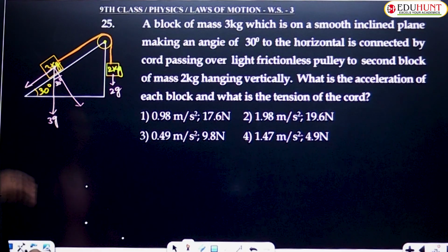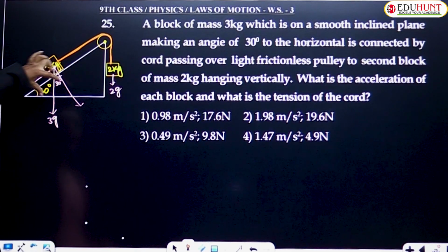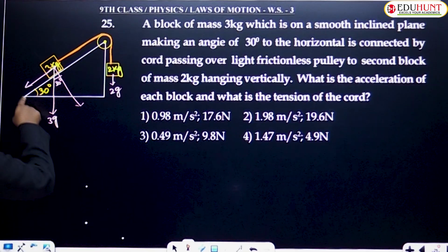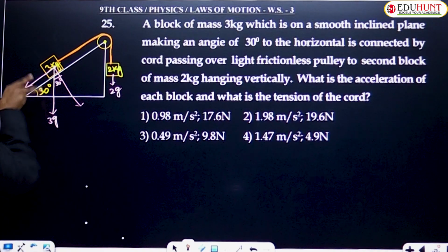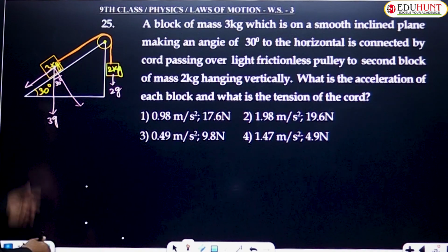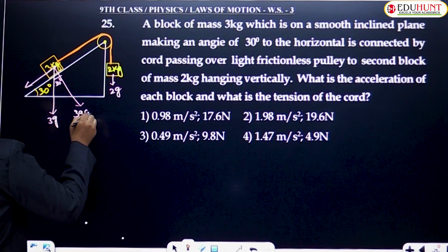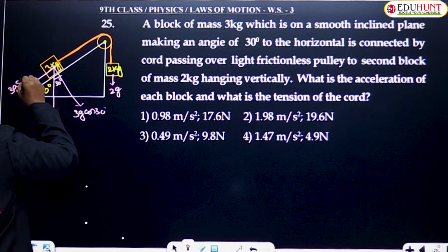I told you in the concept, because if this is a perpendicular line to this and this is a perpendicular line to this, the angle between two perpendicular lines drawn will be the same, okay, because this and this are perpendicular, this and this are perpendicular. Here 30 degrees means here also 30 degrees. So this 3g is resolved into two components. Horizontal component given by 3g cos 30 degrees and vertical component is given by 3g sin 30 degrees.